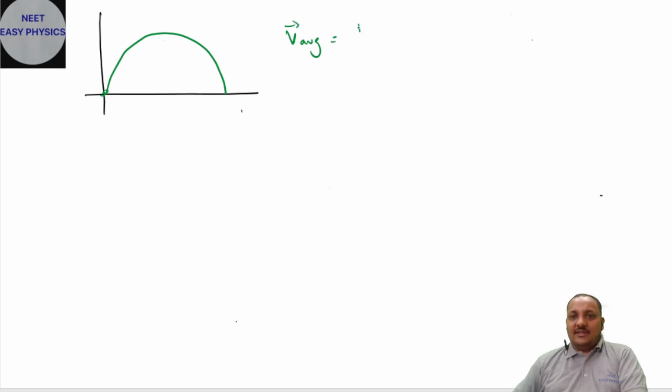Average velocity equals total displacement by total time. Now what is the total displacement? Displacement is defined as the shortest possible distance, O, A, B. O to B is the shortest possible distance. That is going to be the range. How much time will it take to reach the ground? That is only the total time.